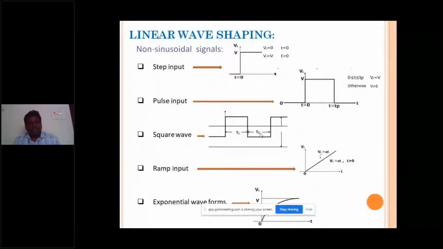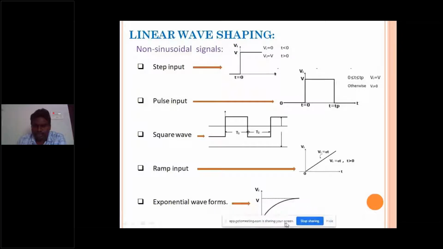Let me explain what are the non-sinusoidal signals which we are transmitting through this linear network. So what are the non-sinusoidal signals? These are the signals which are displayed here: step signal, pulse input, square wave input, ramp input and exponential input. These are the inputs that we are applying as non-sinusoidal signals to a linear network according to our syllabus.